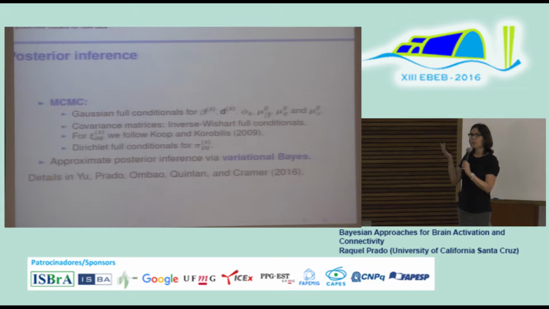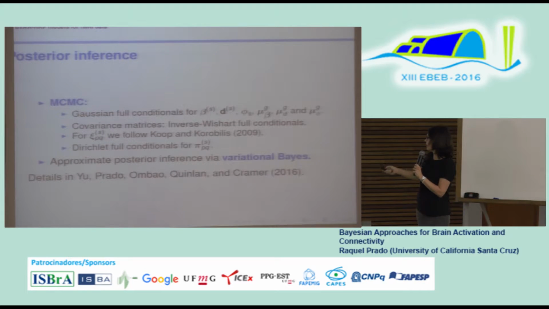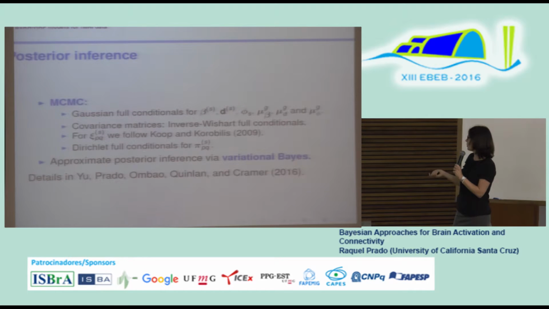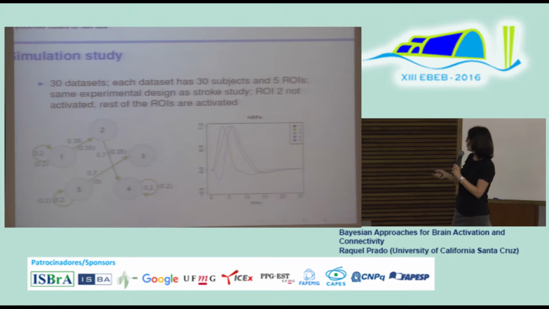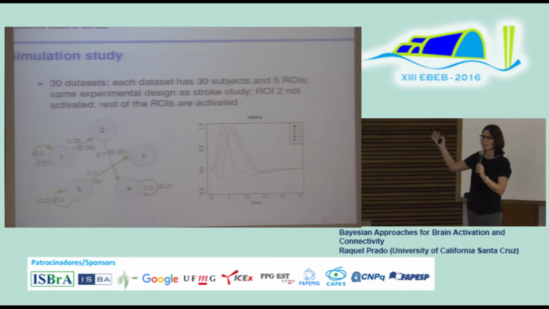I'm not going to talk about posterior inference. Here is your standard MCMC customized here, and then there is also a little bit, we did some variational Bayes just to look at approximations in case you are considering a very large number of regions.